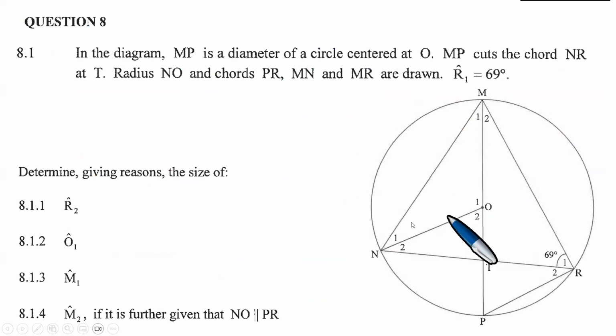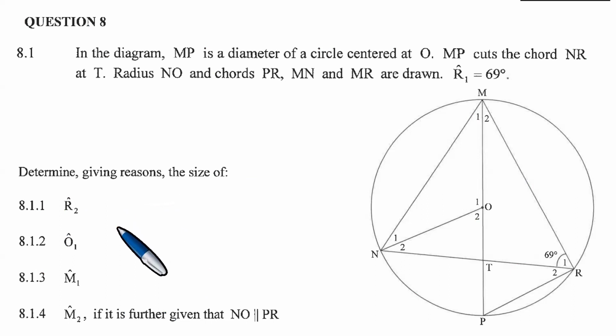Right, here is one more question on geometry. This one is pretty straightforward, but a bit soft. The question reads as follows. In the diagram, MP is the diameter of a circle centered at O. MP cuts the chord NR at T. Radius NO and chords PR, MN, and MR are drawn. The angle R1 is 69 degrees. Determine, giving reasons, the size of the angle R2.